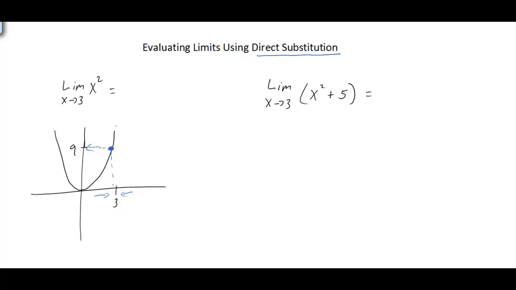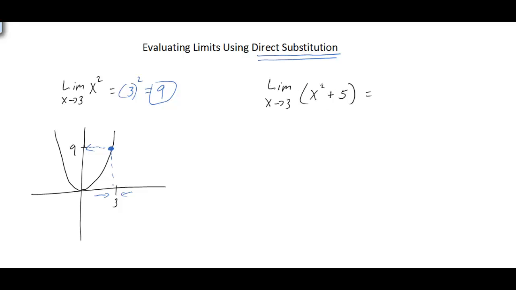Well, with this example, if we have a polynomial, and this is true for any polynomial function, we can simply use this direct substitution, which means we can take the 3 and plug it in for x. So we would have 3 squared, which is equal to 9. So that's your limit. Okay, so again, it's really that easy. As long as you can plug the number into the function and it's defined at that point, most of the time that's going to give you the limit that you're looking for.